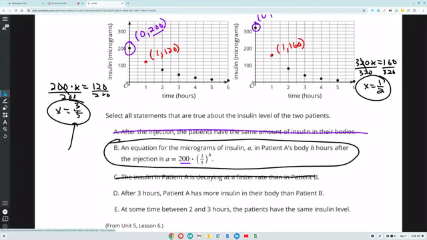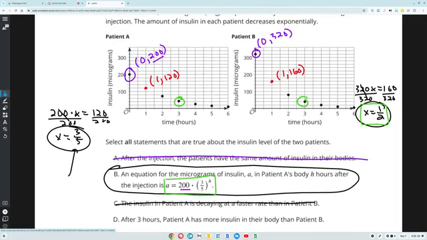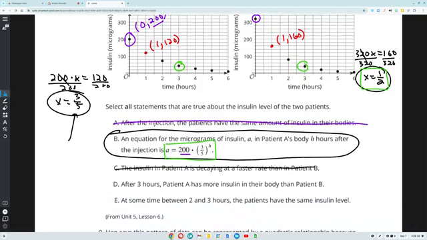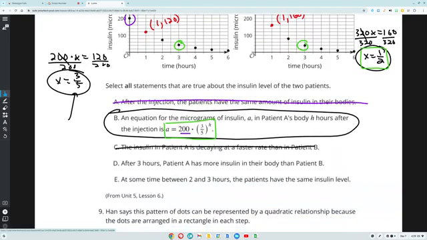D says after 3 hours, patient A has more insulin in their body than patient B. Well, this is going to be kind of tricky because if I just look at the graph, they look like they're right about in the same spot. But I've already gone through and I have an equation for patient A. And really, I have enough information between the base of the exponential and the y-intercept that I should be able to write an equation for patient B as well. So I'm going to plug in t equals 3 into those two equations.